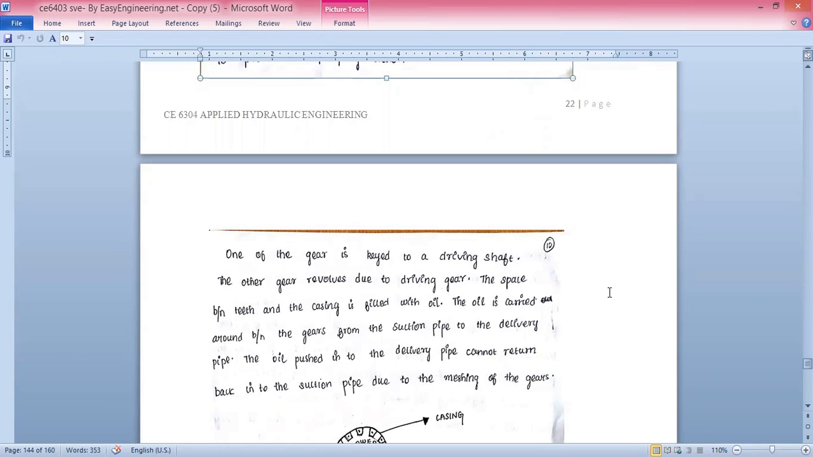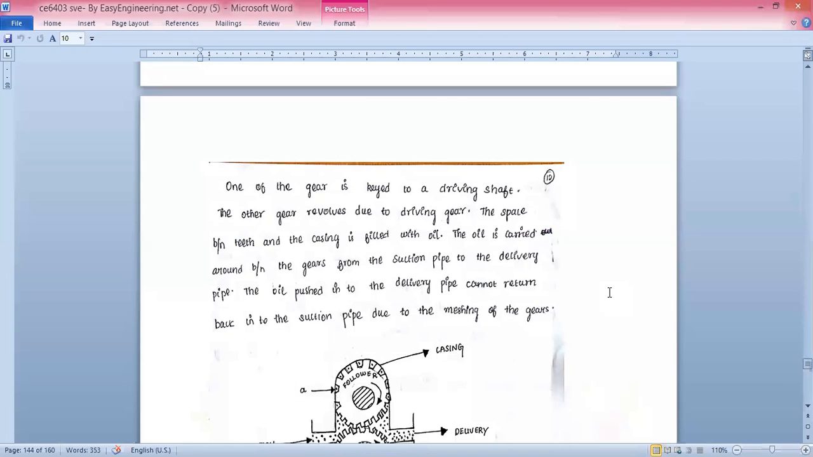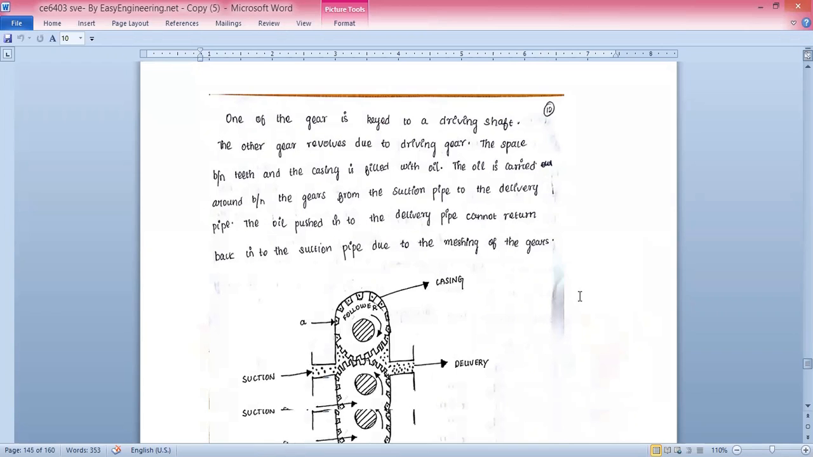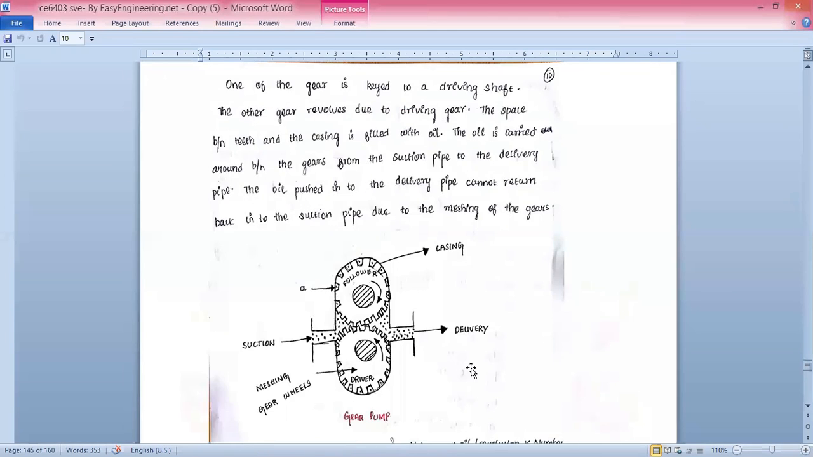The space between the teeth and the casing is filled with oil. The oil is carried around between the gears from the suction pipe to the delivery pipe. Now, the oil pushed into the delivery pipe cannot return back into the suction pipe due to the meshing of the gears. So there is some arrangement when they are moving. You can see this by means of the diagram. This is the meshing gear wheel that is rotating. So two wheels are working together. This is the casing you can see around it, closing it, and this is the suction. From this is the suction, and this is the delivery pipe you can attach here, and the things will be moving.